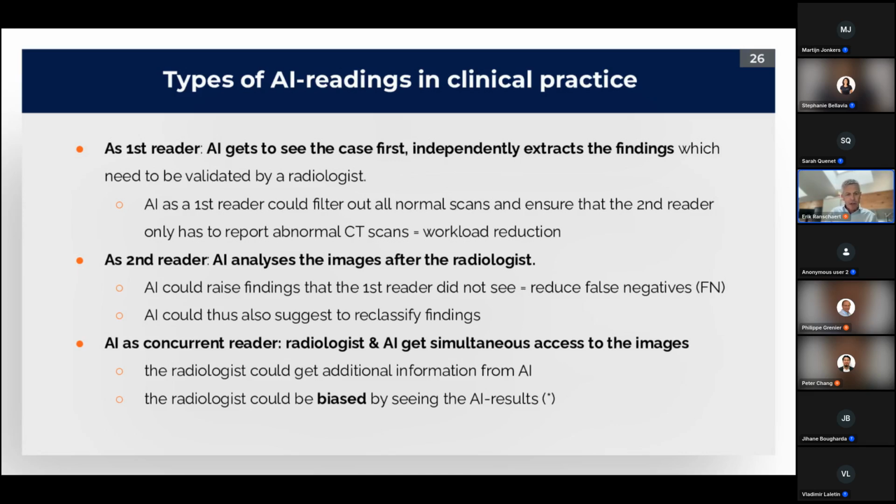And then AI as a concurrent reader. Radiologists and AI get simultaneous access to the images. In this way, the radiologist could get additional information from AI while reading the case, but, and that's a danger, I think, the radiologist could be biased by seeing the AI results immediately.